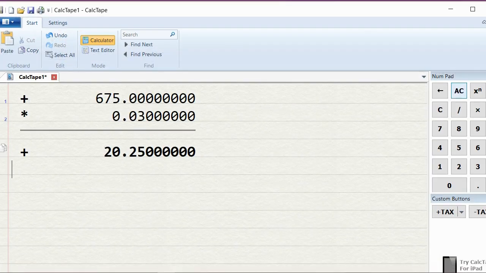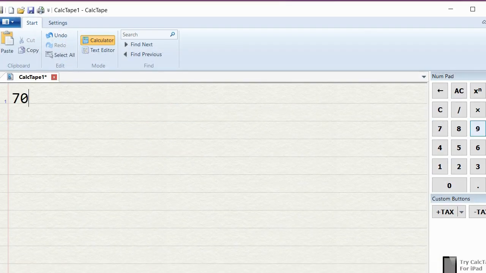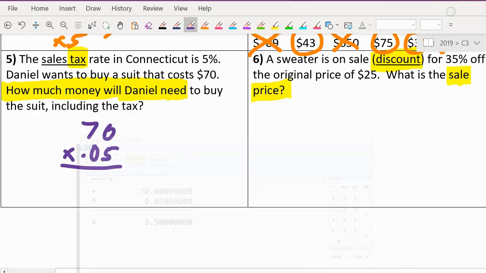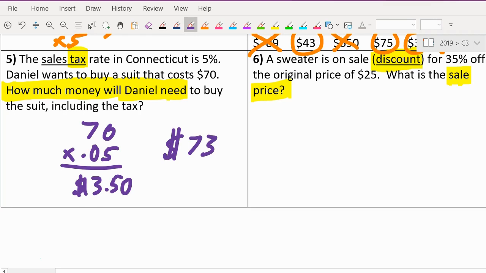Did anybody do it on their calculator already? I didn't need to do it on my calculator. $3.50. Okay, but don't just write 350. What's our answer? 70 and 30. What's our answer? Very good. Yep. Excellent job.